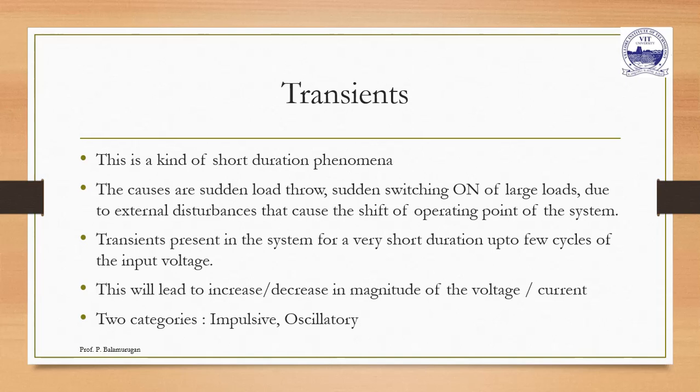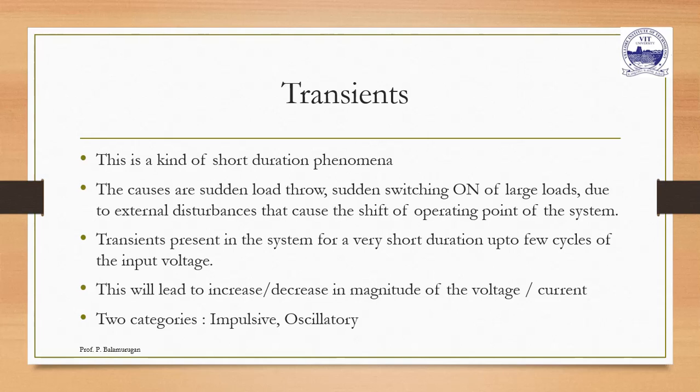Let's discuss each and every parameter individually. So transients, which is a kind of short duration phenomenon. The causes are a sudden load throw, a sudden switching on of large loads, or external disturbances which cause the shift of operating point of the system. Transients are present in the system for a very short duration, up to a few cycles of the input voltage.